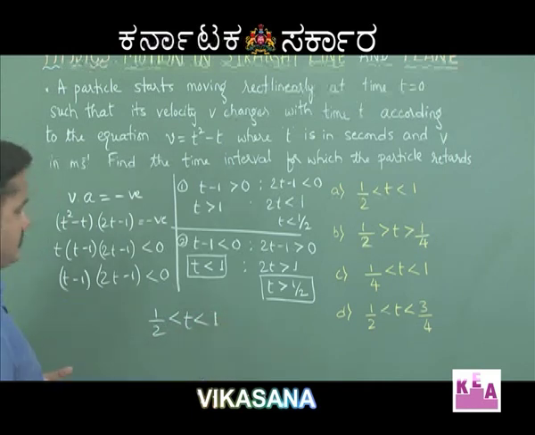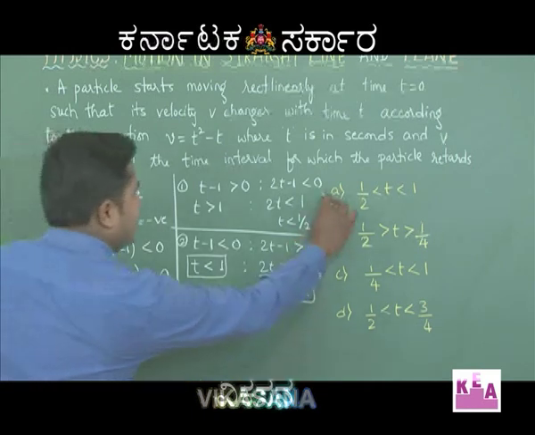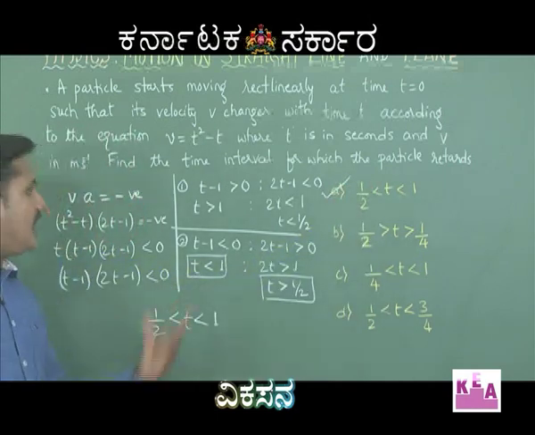Do I have this option? Yes, it is option A, which says that t lies between half and 1. So, option A must be the correct answer.